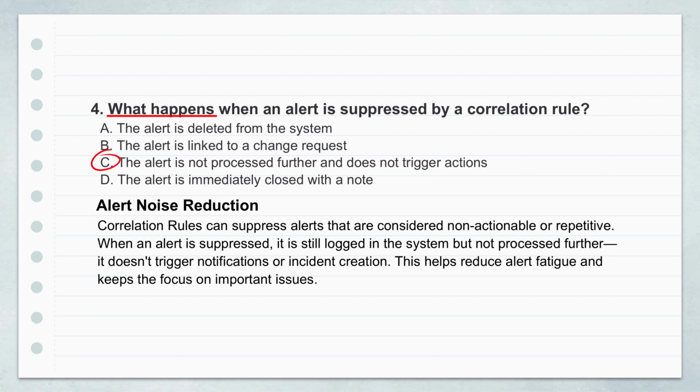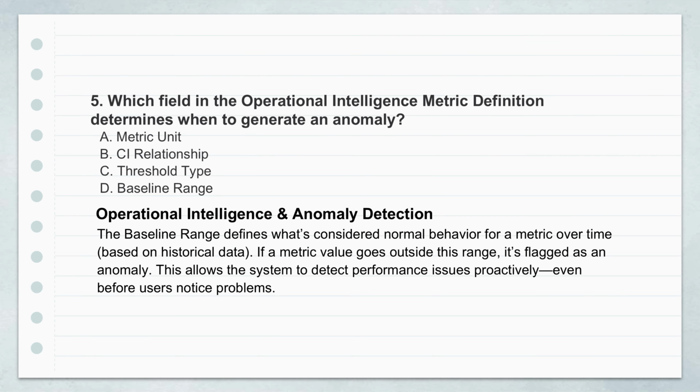It lets the team focus, of course. That was a catch. Well, you have to define those rules carefully. Poorly configured rules could suppress something important, so it needs thought. Right, balance is key. Okay, number 5 takes us into proactive territory. Which field in the operational intelligence metric definition determines when to generate an anomaly? Answer: D, baseline range. So what's this baseline range doing for us?